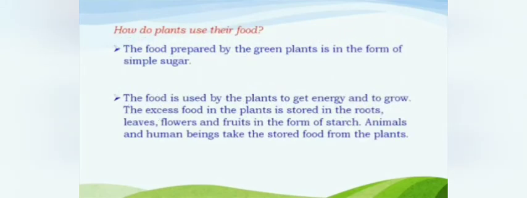How do plants use the food? The food prepared by the green plants is in the form of simple sugar. The food is used by the plants to get energy and to grow. The excess food in the plants is stored in the roots, leaves, flowers and fruits in the form of starch. Animals and human beings take the stored food from the plants.